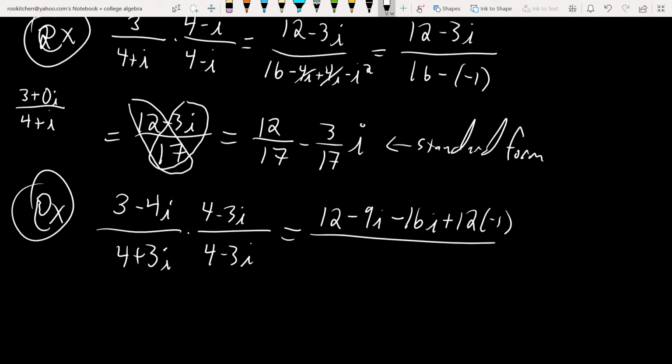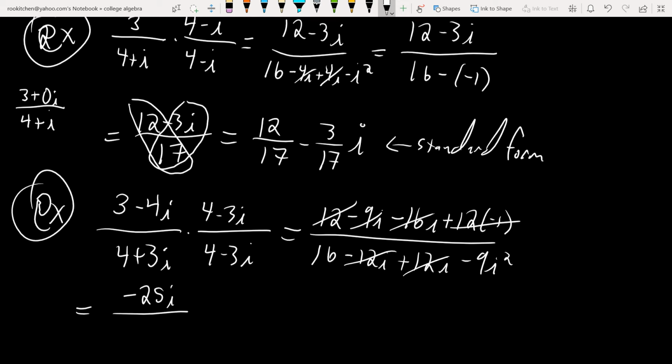And then all over downstairs, FOIL that out: 16 minus 12i plus 12i, and then minus 9i squared. Then we're simplifying. 12 times negative 1 is negative 12. Negative 12 plus 12 is 0. But I have negative 9 minus 16i. Negative 9i minus 16i is negative 25i's.